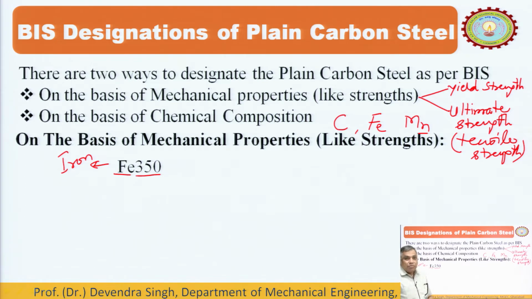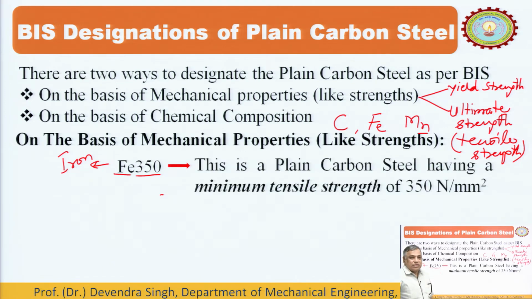This is a plain carbon steel first of all, and it is having 350 strength. What kind of strength is this? This is the minimum tensile strength of plain carbon steel in Newton per mm square, 350 Newton per mm square. So, decoding of this designation is, this is a plain carbon steel having a minimum tensile strength of 350 Newton per mm square. This is plain carbon steel, straightforward.